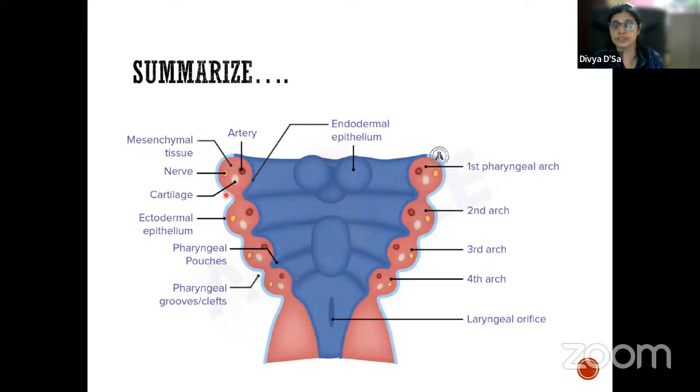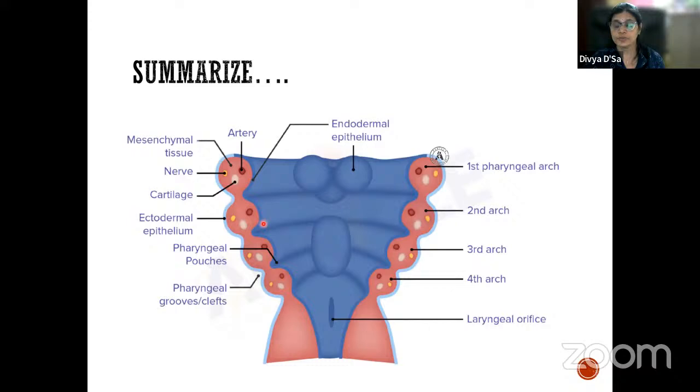Okay, so from the first ectodermal cleft, we had the formation of the external auditory meatus. From the first endodermal pouch, we had the formation of which one? The auditory tube and the tympanic cavity. And the membrane there forms the tympanic membrane. That is where the ectoderm and endoderm approximate. Then rest of the clefts will all obliterate.